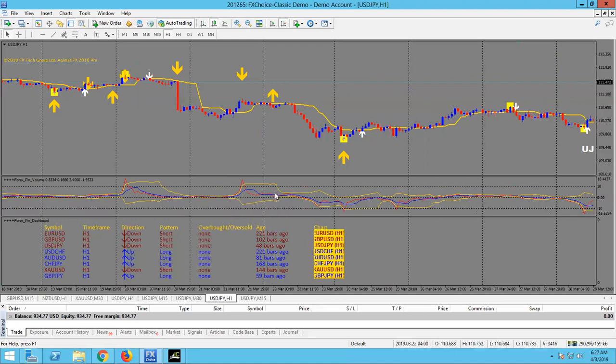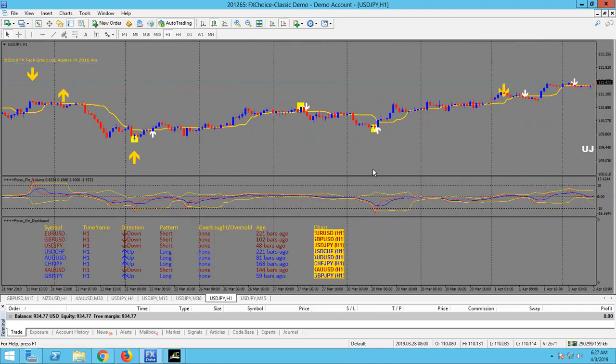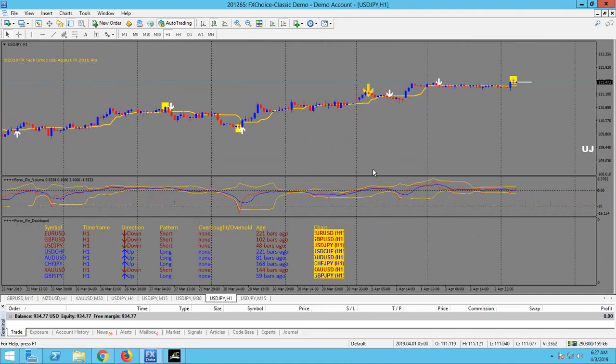So if this were not at the 10 level, you probably would have ignored that arrow. Here's the next arrow, and it did drop below the yellow line and below 10. So now it's going up. And here's a yellow arrow down, but it doesn't look like it was at the 10 level. Maybe.